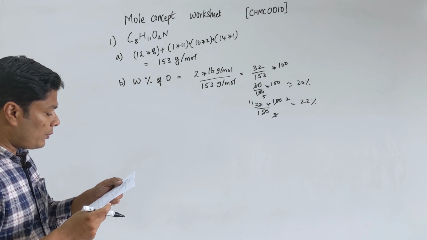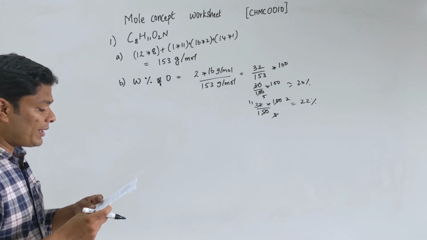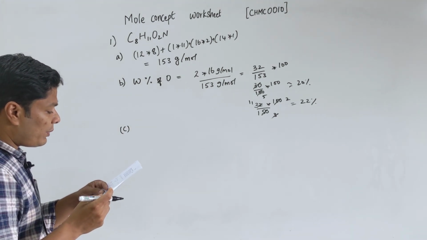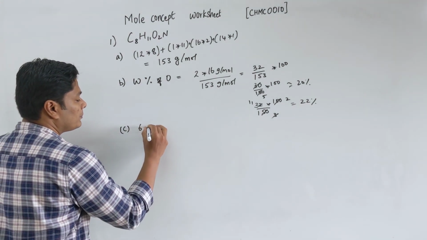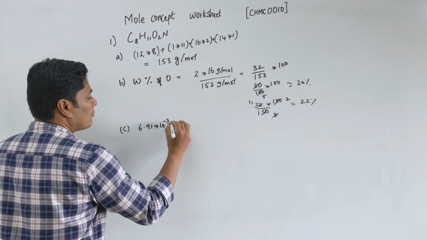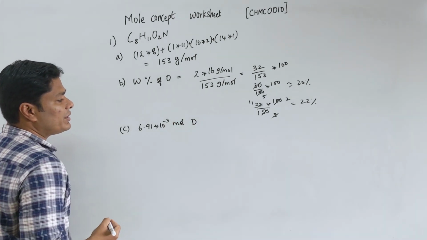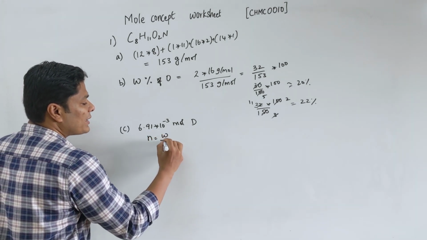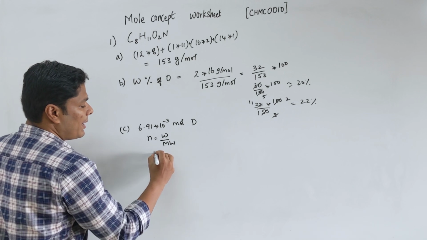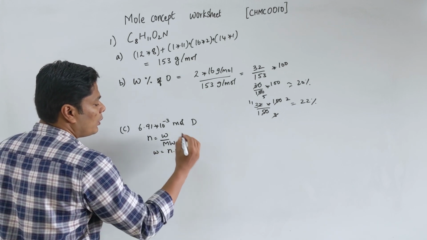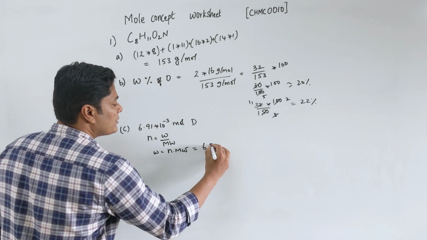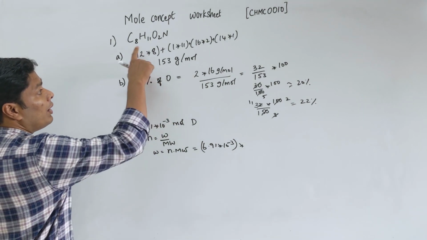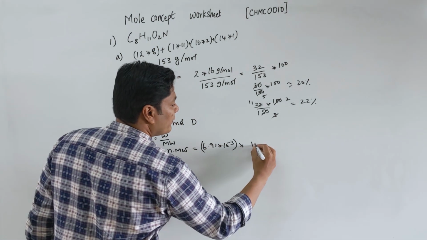Now the next one: what is the mass of 6.91 times 10 to the minus third mole of dopamine? So I have 6.91 times 10 to the minus 3 moles of dopamine, let's call it D. What is the mass of this? We know that moles equals mass over molar mass. So mass equals moles times molar mass. That will be equal to 6.91 times 10 to the minus third times the molecular weight. We calculated the molecular weight, it is 153.